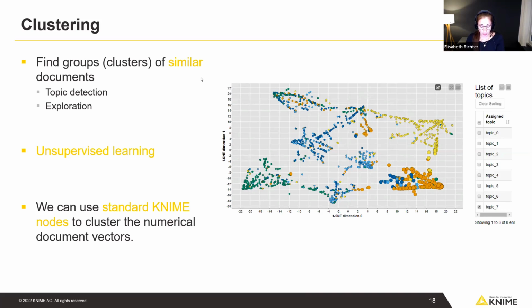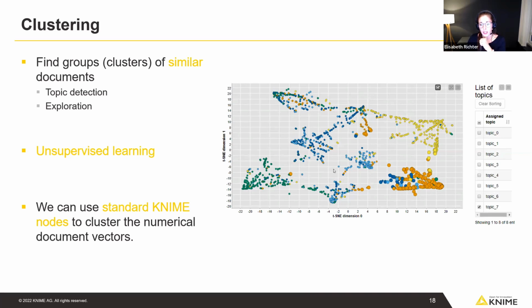With clustering, you can, for example, explore your data set and find documents that are closer or more similar to each other than other documents in your data. Or you could also detect topics based on the words that are already in your document or in your data. In general, clustering is an unsupervised learning approach, and there are different nodes in KNIME that support this type of analysis, and I will also show you an example later.